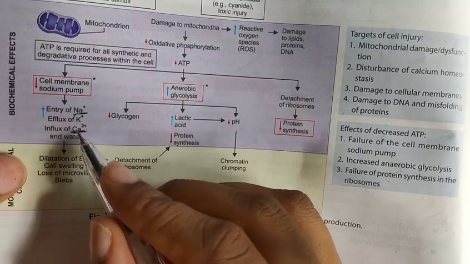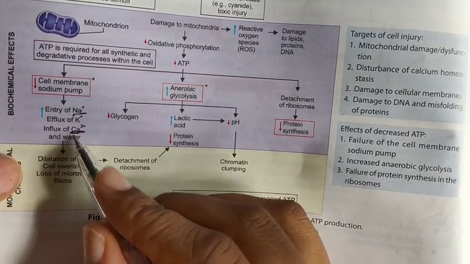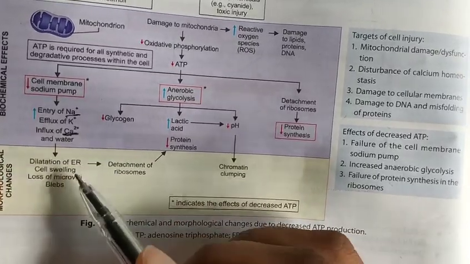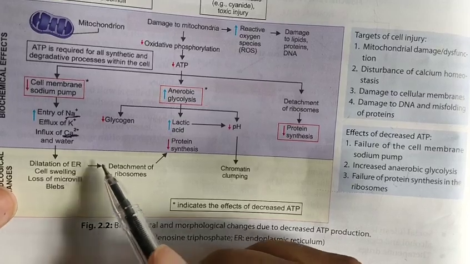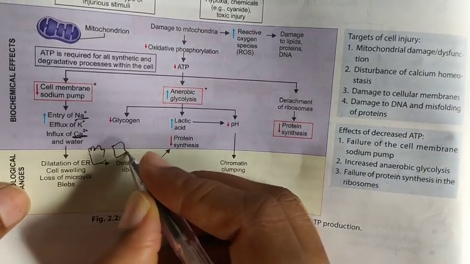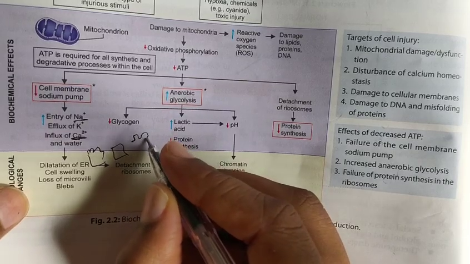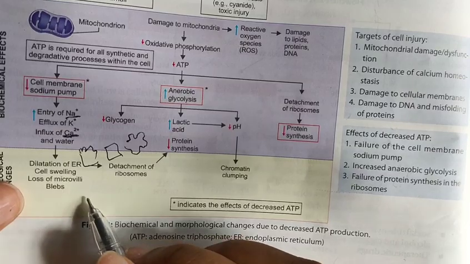Because of accumulation of this sodium and calcium, by osmotic effect there will be entry of water, which makes the cell swell: cellular swelling, and loss of microvilli present in the cell. Then the cell becomes like this, and there will be bleb formation with still further entry of water: loss of microvilli and formation of blebs.